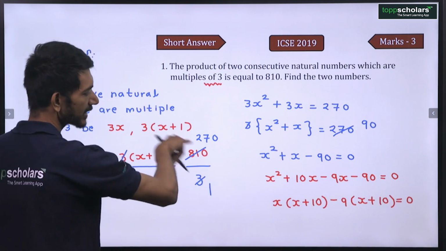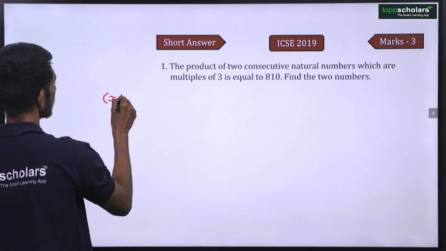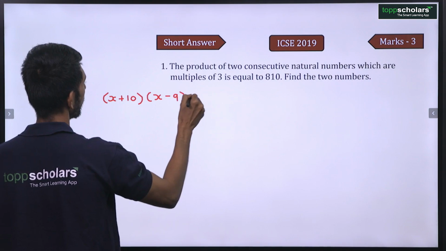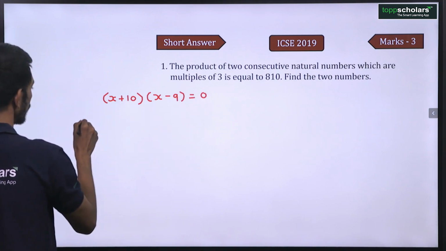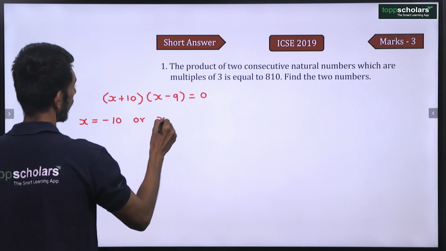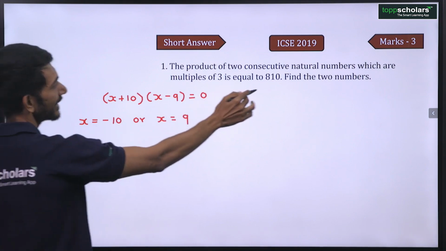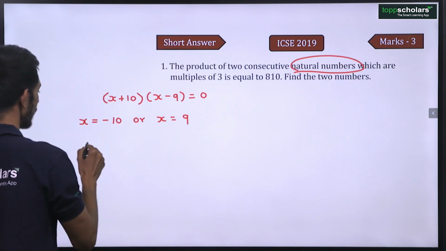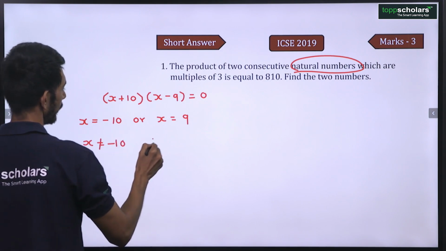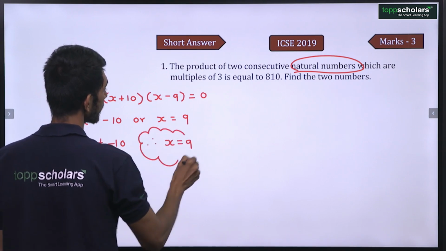So I am taking it on the next page. That gives you x plus 10 into x minus 9 is equal to 0. So this gives you x is equal to minus 10 or x is equal to plus 9, right? But clearly natural number they are saying, so x cannot be negative. Therefore, x is equal to 9. But is x is equal to 9 the final answer?